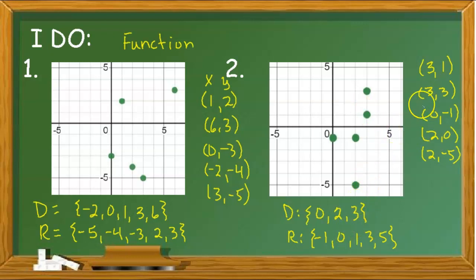Now, is it a function? Definitely not, because our 3's repeated and our 2's repeated, so this is not a function. We could have done a vertical line test through here and seen we would have hit both of those points, or I could have done a vertical line test through there and hit both points. So either way, it is not a function.